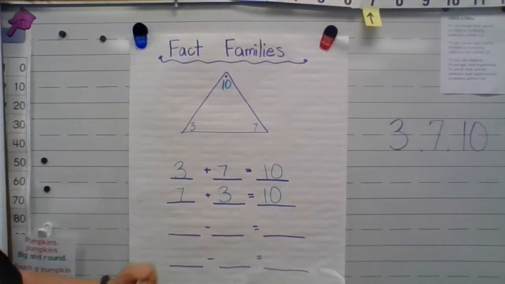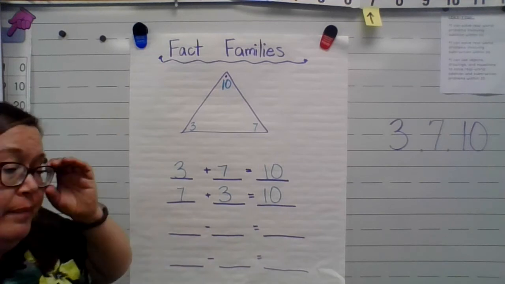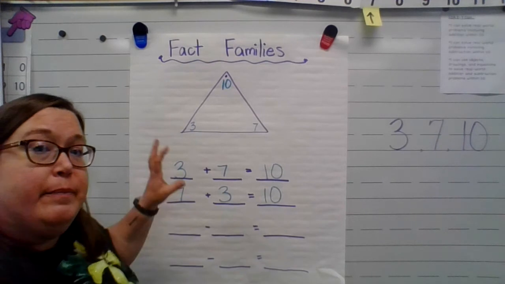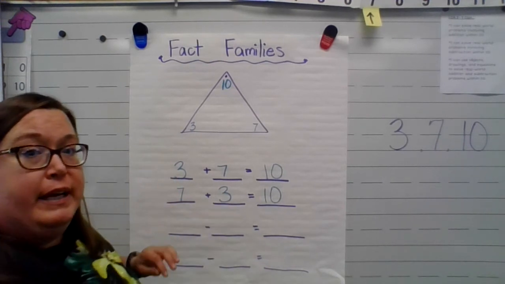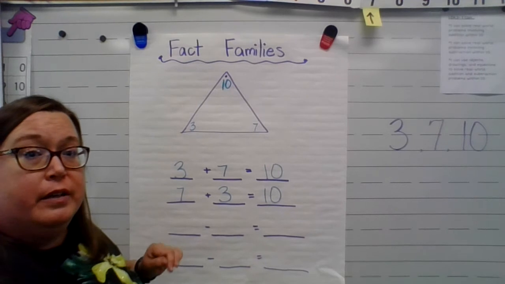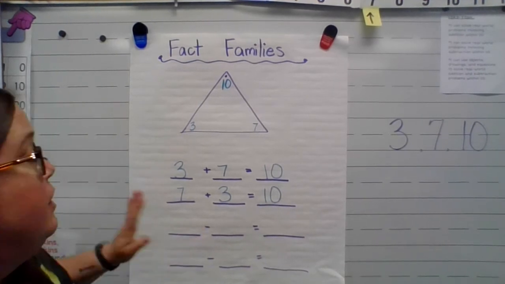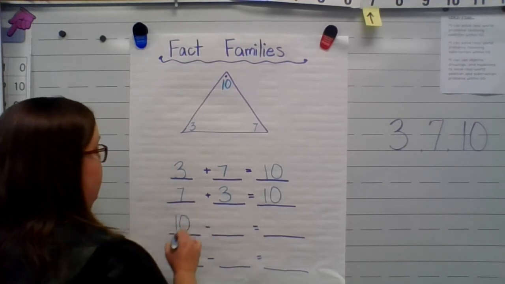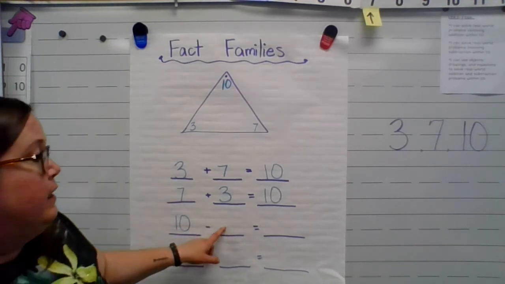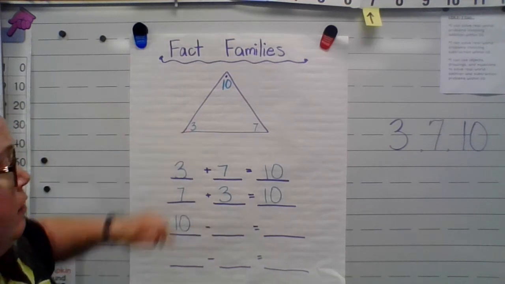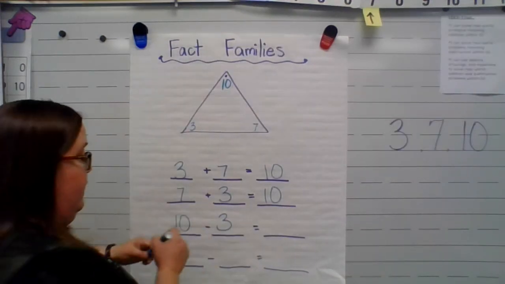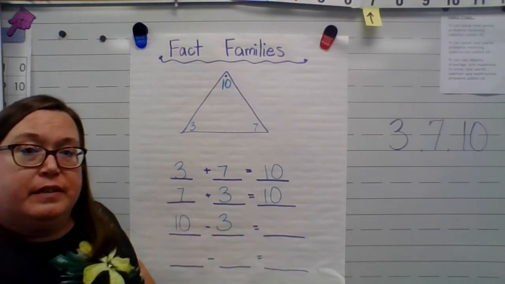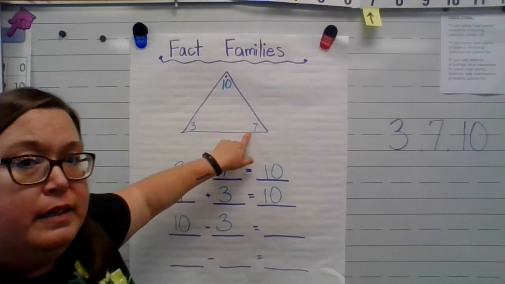Now, we're on to subtraction. Subtraction needs to start with something big, and then we're going to take away something, and then we're left with a smaller amount. In this case, we're going to use the biggest number, which is the 10. And we're going to take away one of the smaller numbers. We'll do the 3. And if we take 10 and we take away 3, what's left? Should be 7.